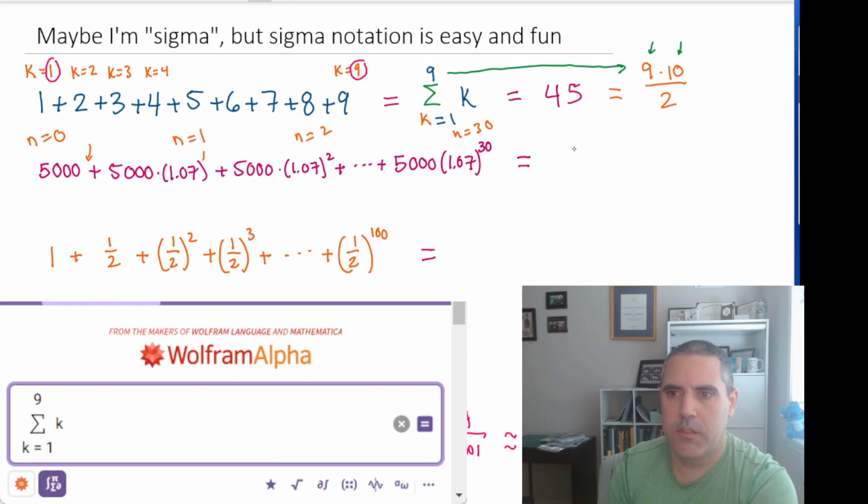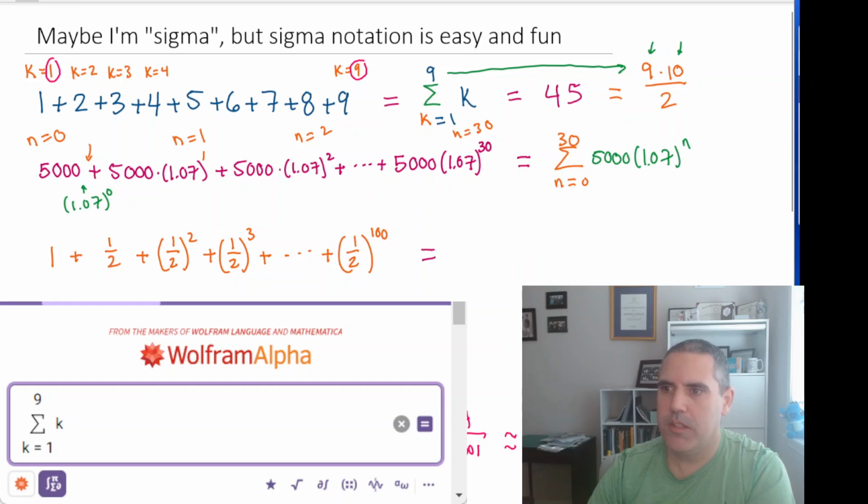Okay, so I would like to write the sum. I'm going to start at 0. I'm going to end at 30. And where is the pattern? Well, this first one doesn't have it, but I would like to say 1.07 to the 0. Is that the same? Oh, yeah, it is. So I can do 5,000 times 1.07 to the n.